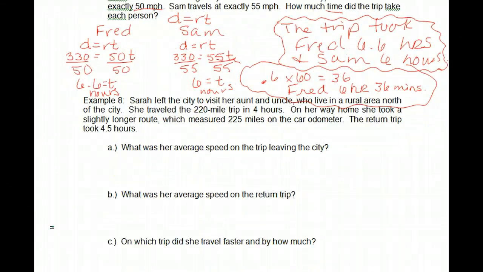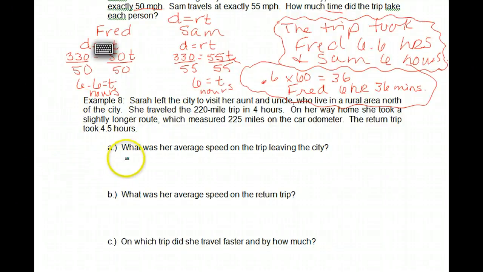Example 8 says that Sarah left the city to visit her aunt and uncle who live in a rural area north of the city. She traveled the 220-mile trip in 4 hours. On her way back home, she took a slightly longer route, which measured 225 miles on the car odometer. The return trip took 4.5 hours. What was her average speed on the trip leaving the city?